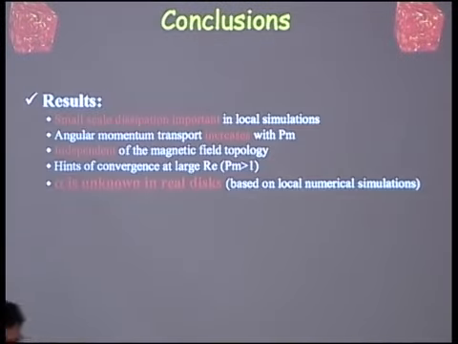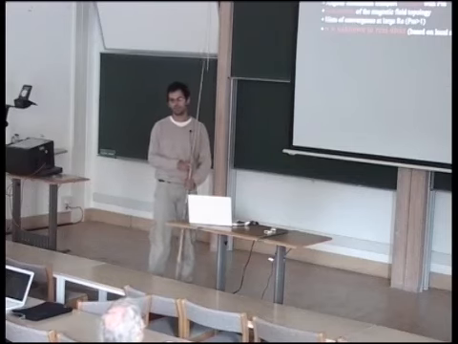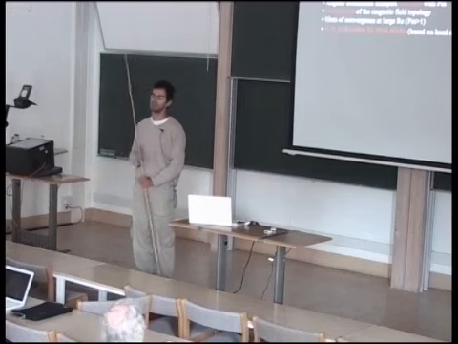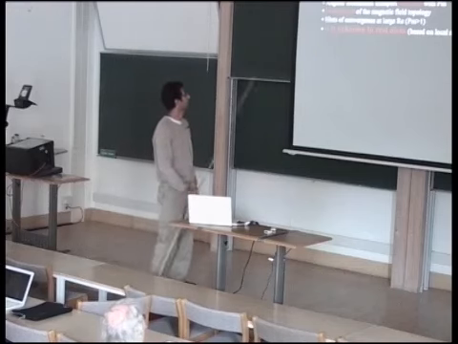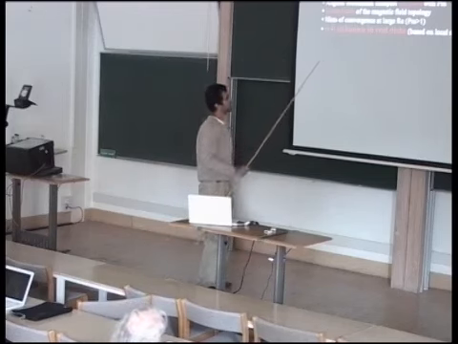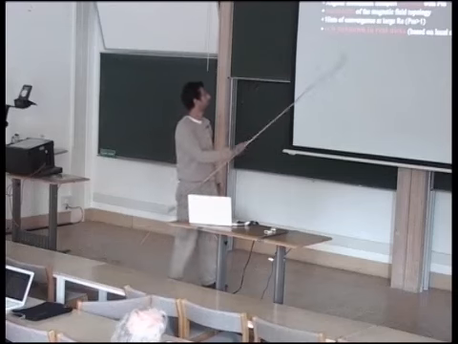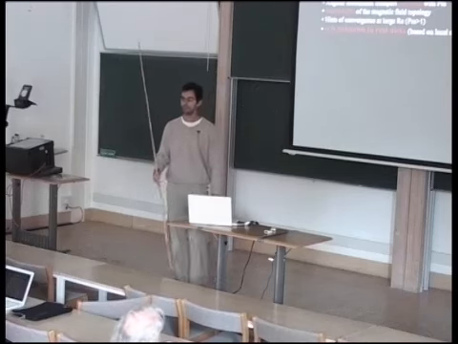So now, here are my conclusions. Small-scale dissipation is important in local simulation. There seems to be a broad result that emerges: alpha increases with Pm. We have some hints of convergence now, but much more needs to be done. We are very limited in the parameters we can have access to, and we'll never be able to access the limits of real disks. And because of this lack of convergence, we don't know what alpha is in real disks based on numerical simulation.